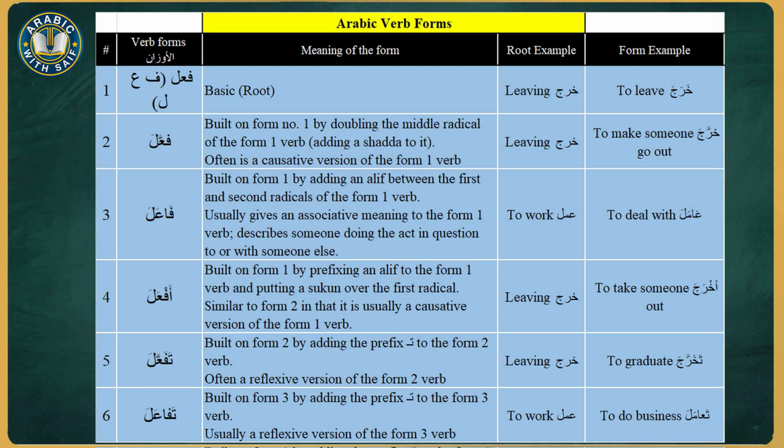The form number 6, تفاعل, built on form 3 by adding the prefix ta to the form 3 verb, usually a reflexive version of the form 3 verb. For example, the root عمل means to work. On the measure of form تفاعل, تعامل means to do business.